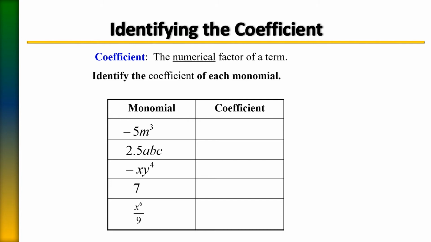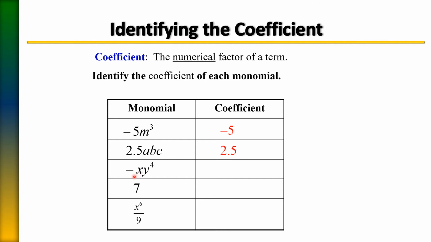So for example, in the first term of negative 5 m to the 3rd power, the number part of this term is simply negative 5. So that term has a coefficient of negative 5. How about the second term? And by the way, these are all monomials. A monomial is a cluster of one term. So what is the coefficient of this monomial? Again, remember, it is the number part. So the only number I see here is 2.5, and that is my coefficient.